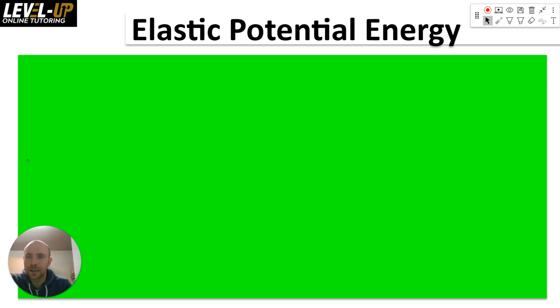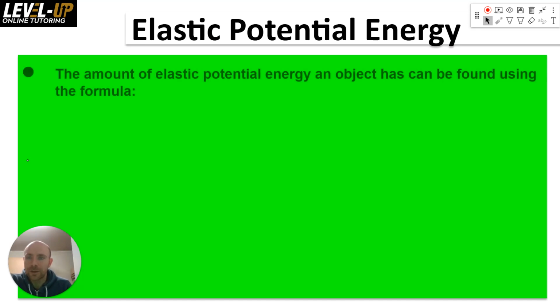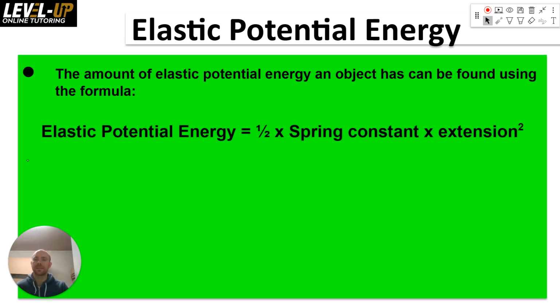Okay, the final one we're going to look at, the final energy store we're going to look at today is elastic potential energy. Again, the formula you need to know. The amount of elastic potential energy an object has is found using this. Elastic potential energy is half times the spring constant times extension squared. You'll have looked at what the spring constant is. Again, this is a forces topic, but I thought it was worth putting in this energy video for now. But if you're not sure what the spring constant is, I'll be doing a forces video very soon.